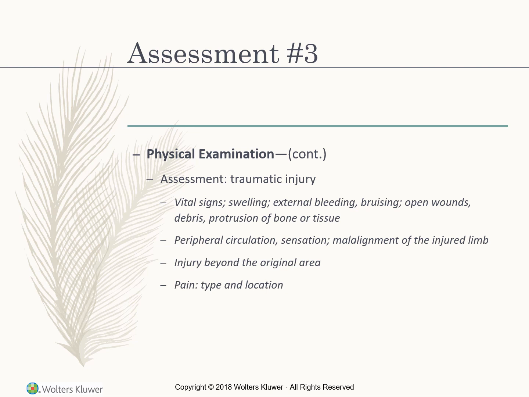You want to observe for swelling and external bleeding or bruising, palpating for pulses, evaluating peripheral circulation, assessing for skin discoloration and capillary refill, checking the sensation of the injured part, looking for any broken skin or open wounds, superficial or embedded debris, protrusion of bones, and examining for injury beyond the original area. For example, auscultate the chest and abdomen if an abdominal or thoracic injury occurred, or check the pupils and mental status if there was a head injury. Look for any malalignment of the injured limb, and assess for pain, noting the type and location.